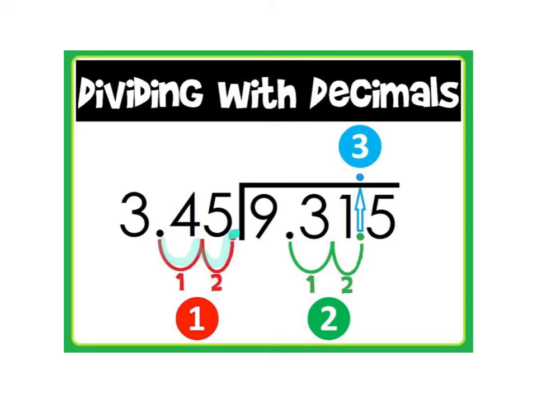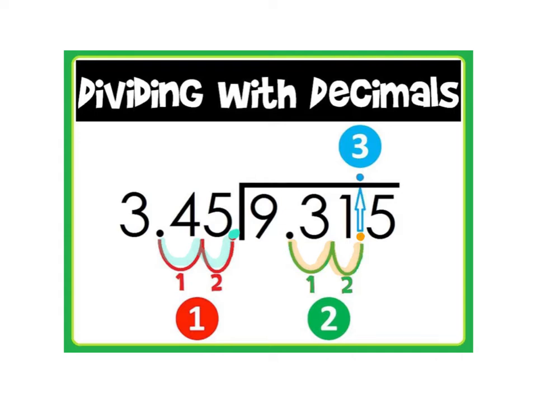Because we moved our divisor decimal point 2 spaces to the right, we also have to move our dividend decimal 2 spaces to the right. So that's our second step. So we moved it over 2 spaces. And now the decimal point is right between the 1 and the 5.